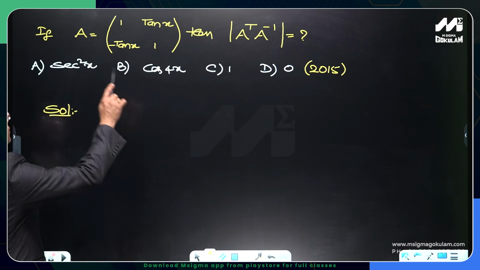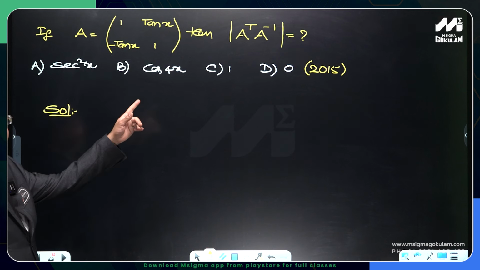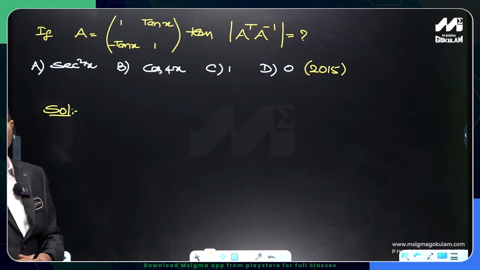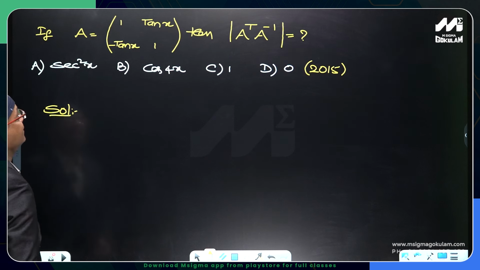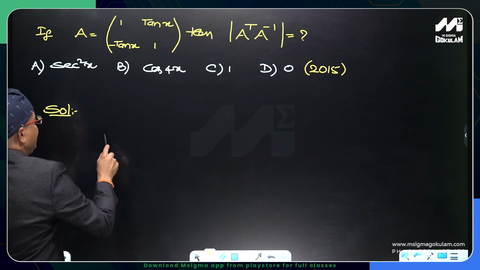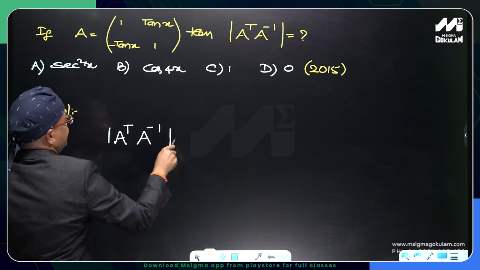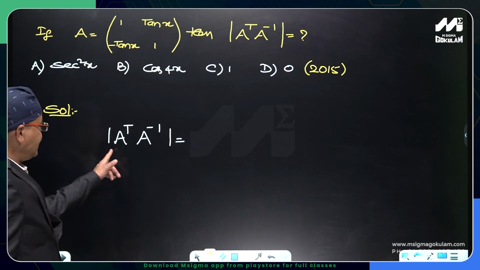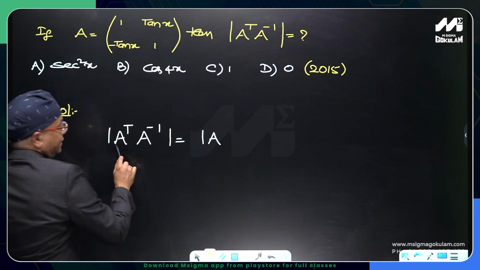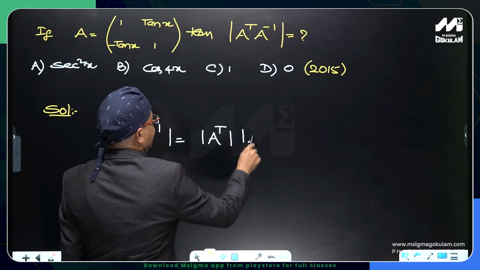If A equal to 1 tan x minus tan x 1, then determinant of A transpose into A inverse. 2015 GATE question. Here det A B form. So we want to find det A transpose into det A inverse. It is in the form det A B form. You know, you can separate like this. Det A transpose into det A inverse.